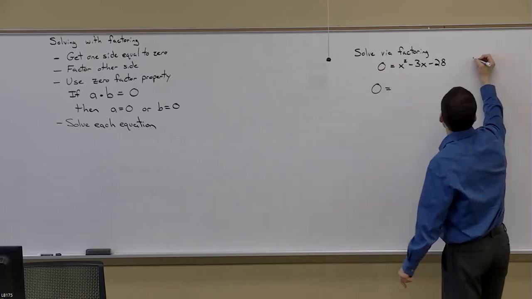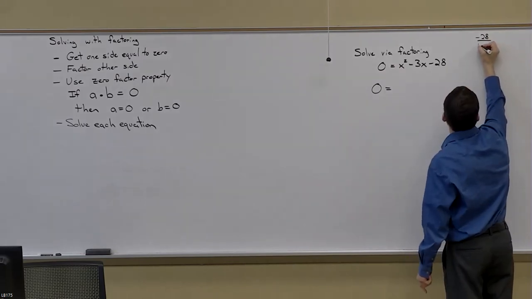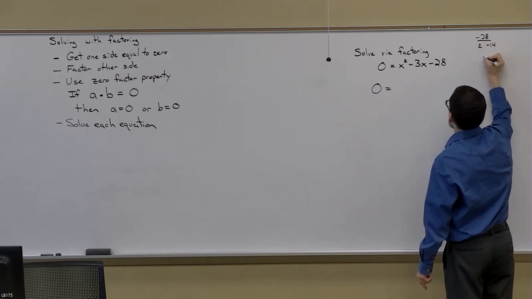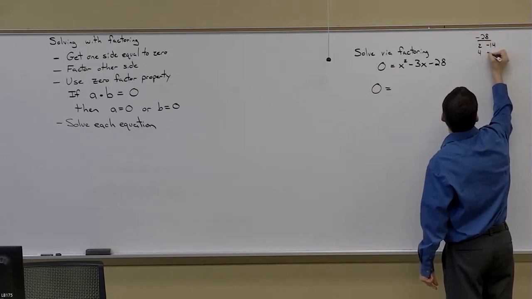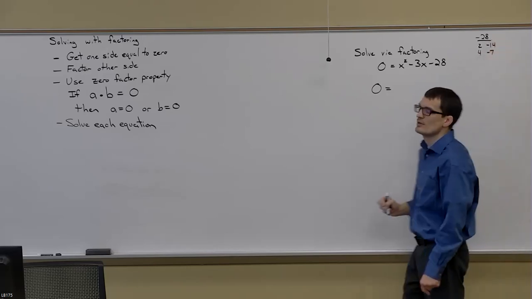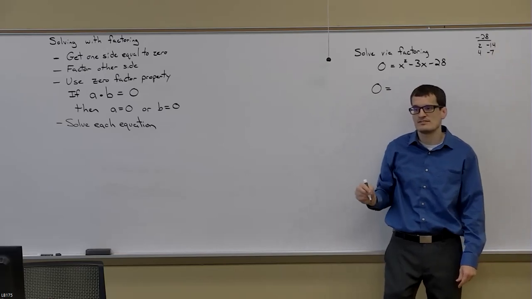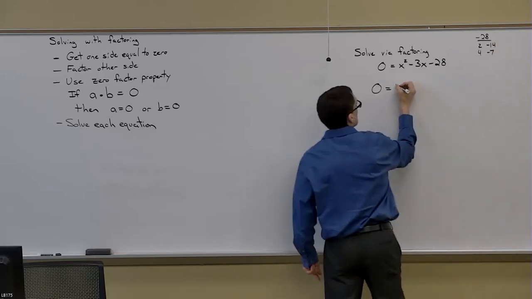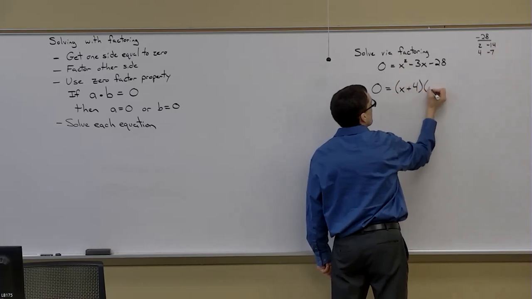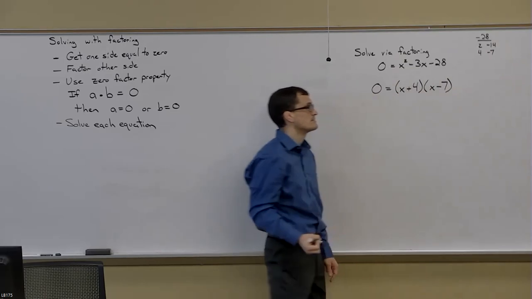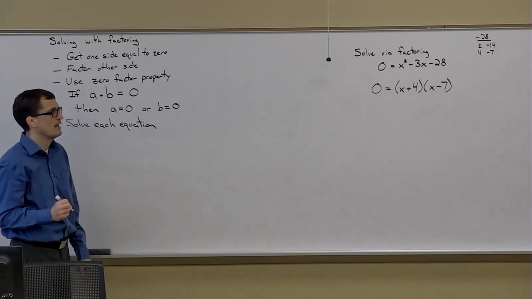We would look at this and say, well, what are factors of negative 28 that add up to negative 3? So like 2 and negative 14 are not going to work. 3 is not a factor of 28. 4 and negative 7 multiply to give you negative 28 and then add to give you negative 3. So I'm looking at 4 and negative 7. Those are the factors that I want. And since this has a 1 as a coefficient of the x squared, that means that quadratic can be factored as x plus 4 times x minus 7.